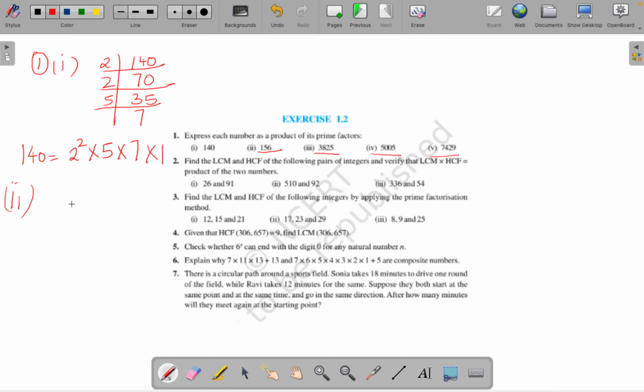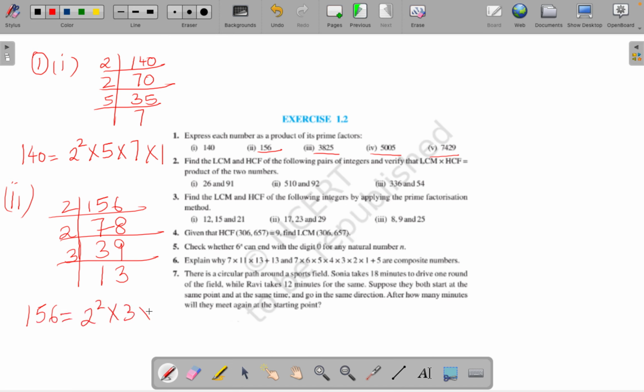So if you want to do 156 in the same way, divide by 2, 2 7s are 14, right? Again 16, 2 8s are 16, again 2. So 2 3s are 6, 2 9s are 18, so this will go on, 3 1s are 3, 3 3s are 9, and then 13. So how will you express 156 as a product of primes? 2 to the power 2 into 3 into 13 into 1, obviously. Right? Similarly, you can do it for all the parts.